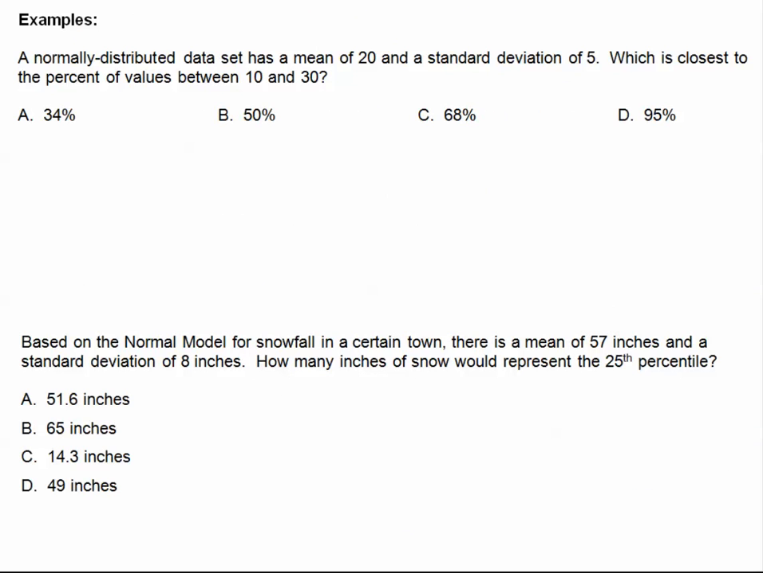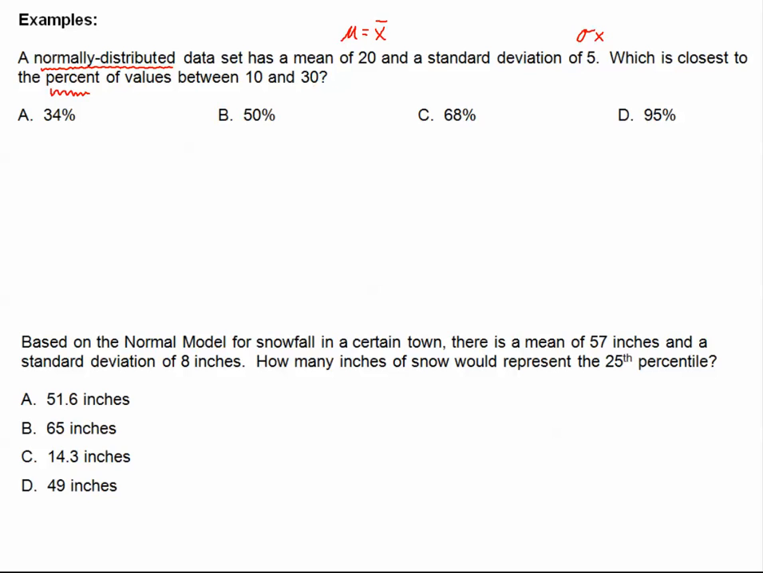Let's look at example number 1. A normally distributed data set, now you're going to see these buzzwords when we're talking about normal distribution, of course. A normally distributed data set has a mean of 20, so I'm going to mark this as my mean with both of my symbols, and a standard deviation of 5, so I'll go ahead and make a sigma, or maybe sigma of x, which is closest to the percent of values in between 10 and 30.